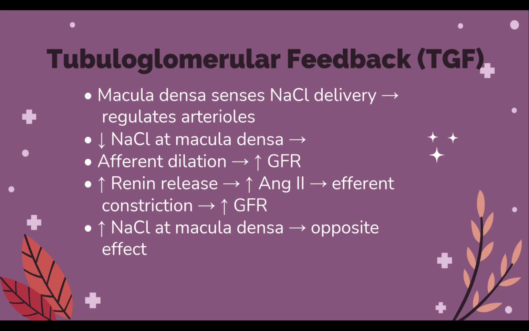Tubuloglomerular feedback. The macula densa senses sodium chloride delivery and it regulates the arterioles. So when there is decreased sodium chloride at the macula densa, afferent dilation happens and there is increased GFR. Increased renin and increased angiotensin 2 lead to efferent constriction and increased GFR. When there is increased sodium chloride at the macula densa, the opposite of the above happens.